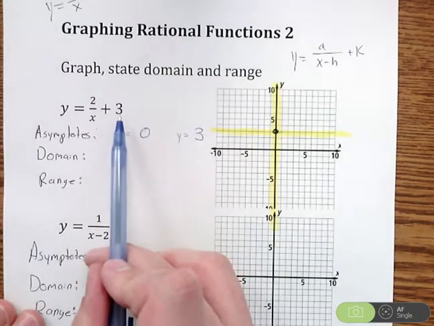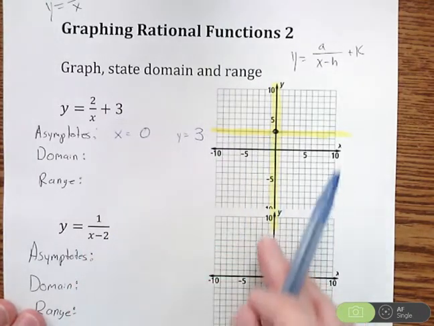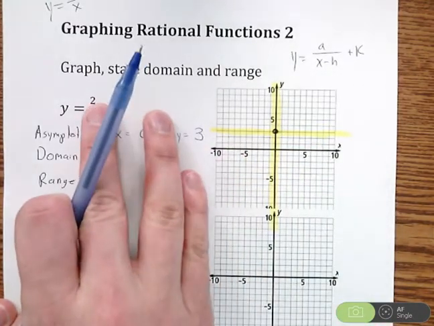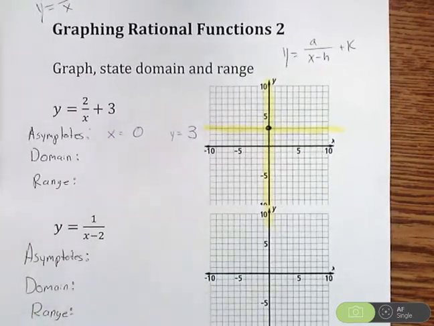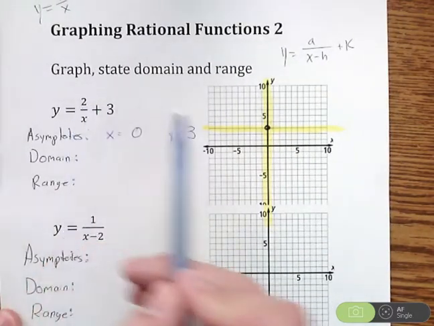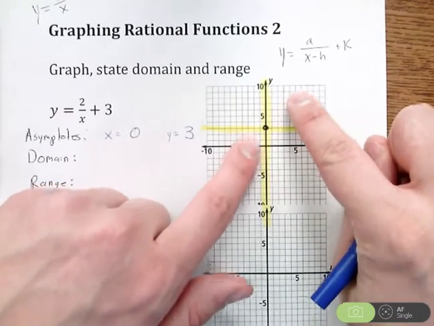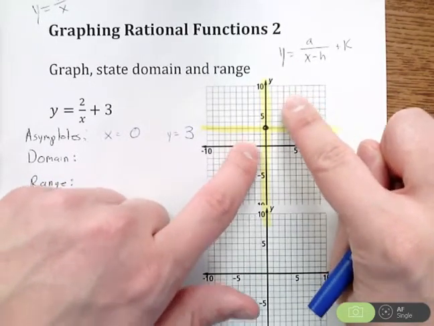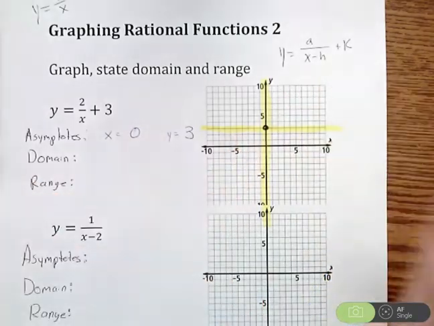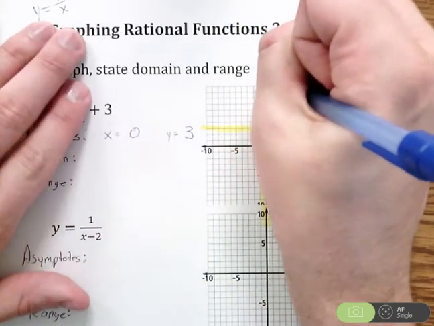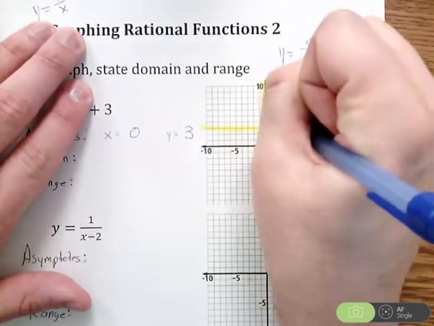One more thing I have to consider. So I took care of that plus 3. That slid everything up. This 2 here, I have to remember, is this going to reflect it? What is it going to do? That 2 is going to stretch things. So that's going to pull this graph a little bit away from the center. No reflection here because there's no negative. So I'm going to pull things a little bit from that center. So my graph's going to come down.